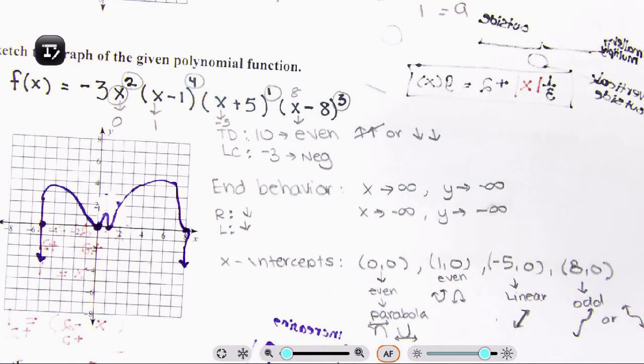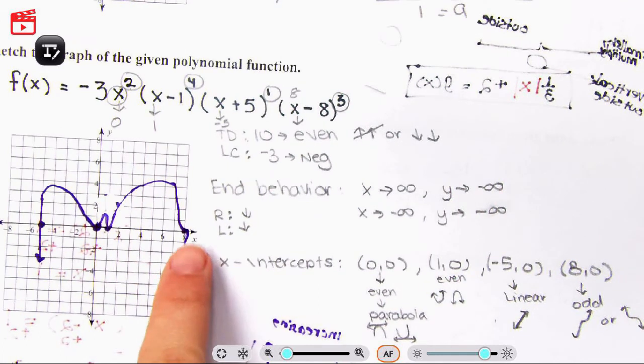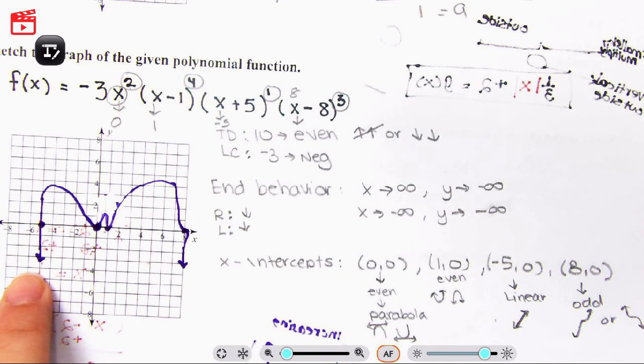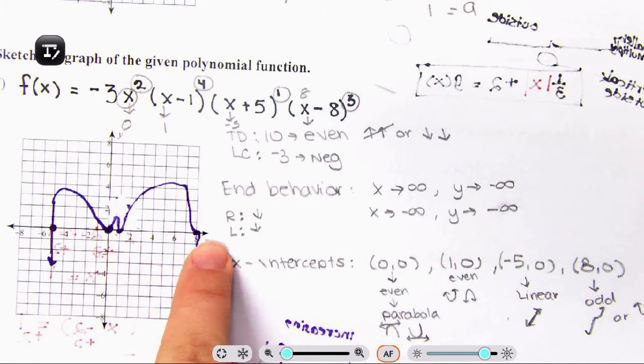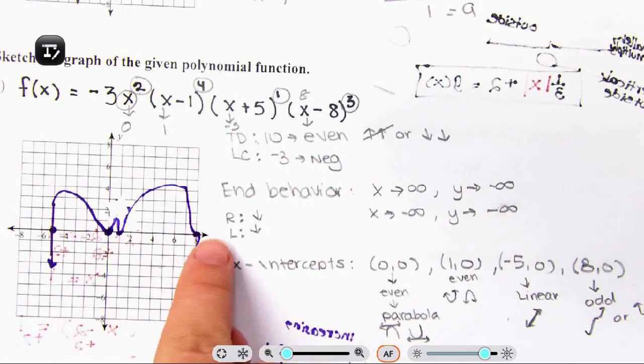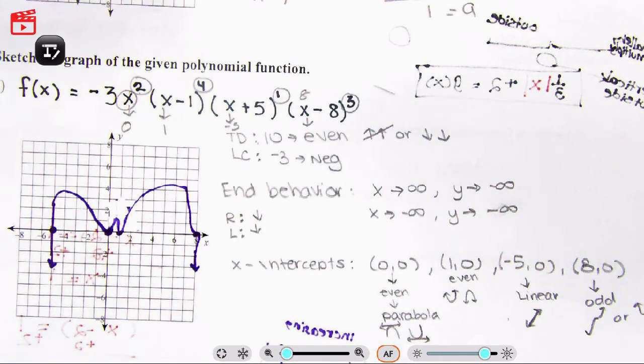And it doesn't have to be perfect. You guys are not human computers. So something like this, as long as your end behaviors are correct. I'm going to be looking for end behaviors. I'm going to be looking for X-intercepts. I'm going to be looking for behavior at each 0. Those are the things that I'm going to be looking at.